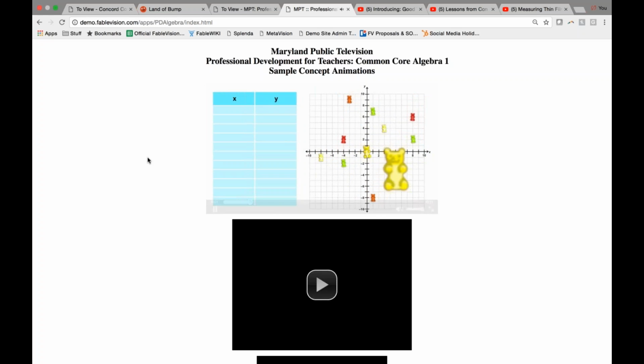Gummies scatter randomly on the graph. The table shows the coordinates for each gummy. Arrows indicate that for some x values, there is more than one y value.